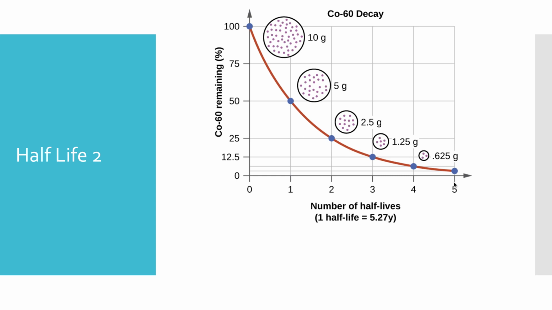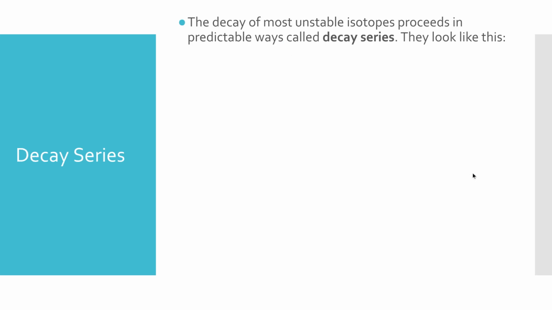So you'll notice that the amount that you lose keeps decreasing because you just don't have as much left. So you're not decreasing cobalt at a constant rate, you're decreasing it with a constant half-life. So I hope that difference makes sense.